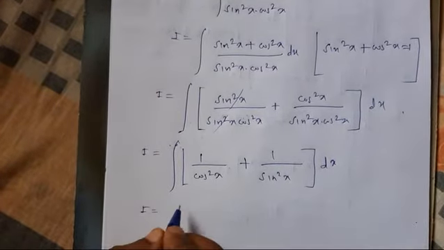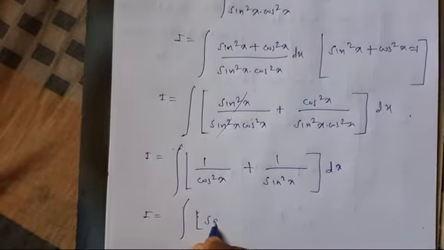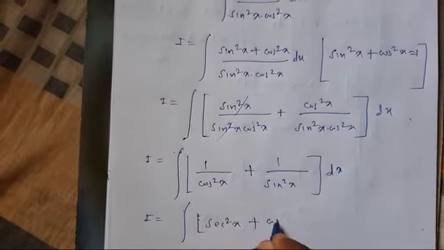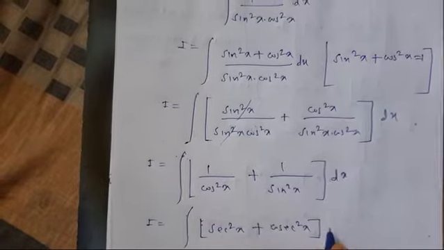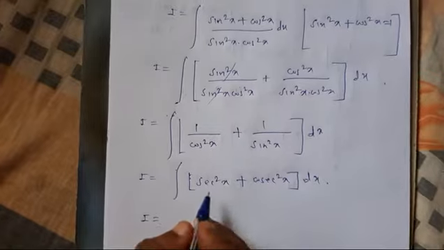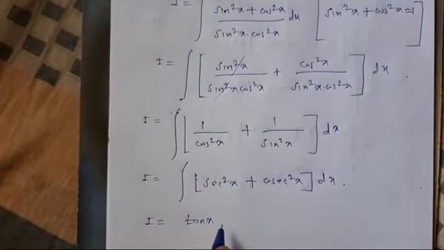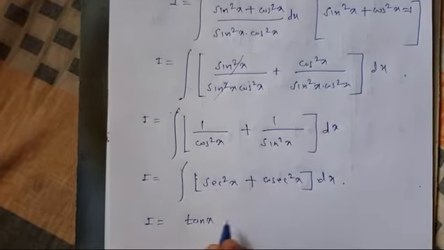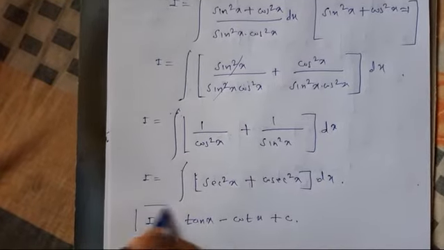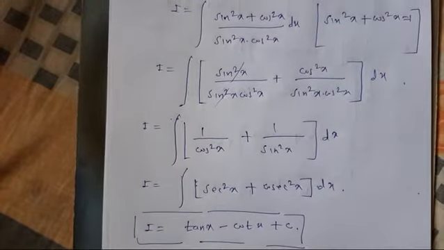So I is equal to, 1 upon cos square x is nothing but sec square of x, plus 1 upon sin square x is nothing but cosec square x, into dx. Already we have the formula for sec square x. Integration of sec square x is tan x, and integration of cosec square x is minus cot x, plus some integration constant c. So this is the required answer.